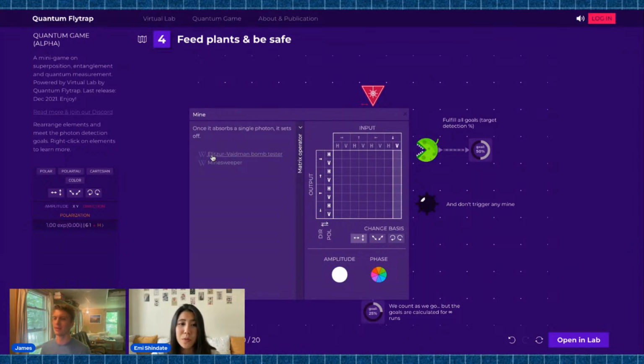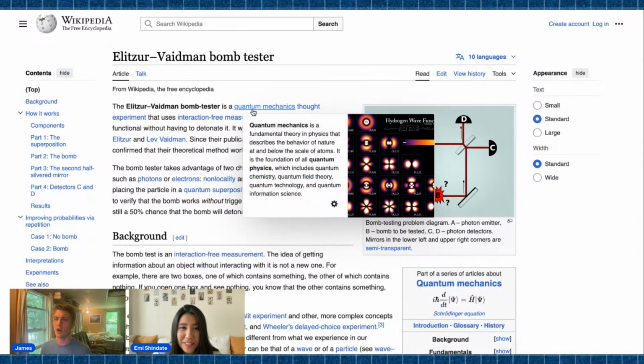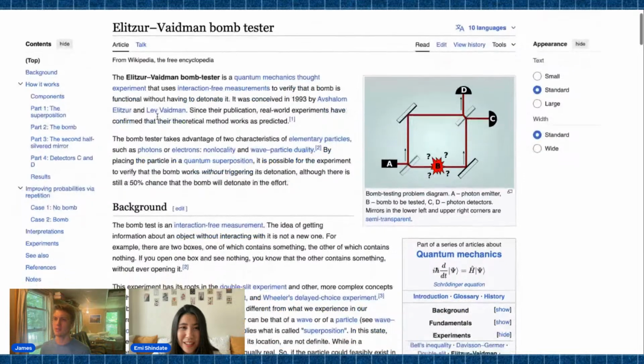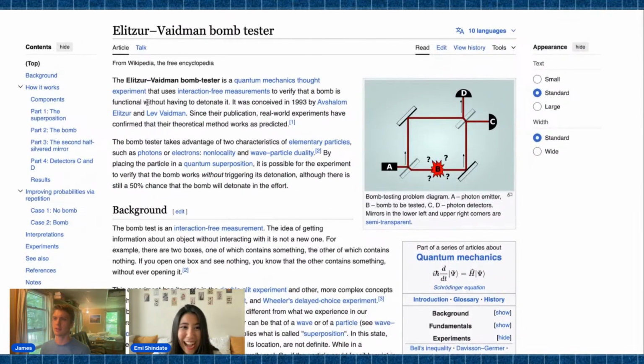All right. So this is a fun Elitzur-Vaidman bomb tester. I believe that this was just put in for the purposes of this game, and this is not a common device used in a quantum physics lab. Actually, no. Have a look. Have a look.